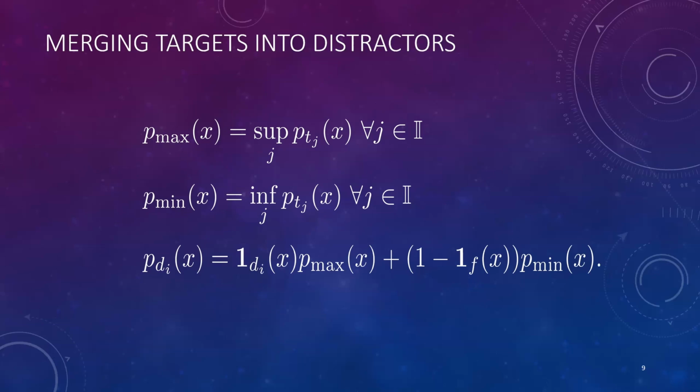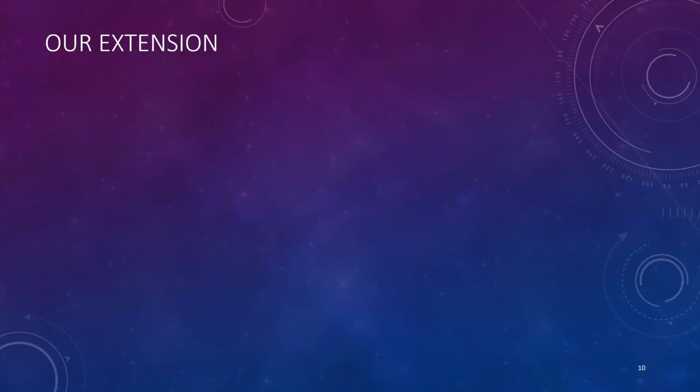We then combine the two like this, using the distractor mask in the first term and the, let's call it, not background mask in the second term. We name this the winner-takes-all function, in that the most certain predictions from each target win in every point.